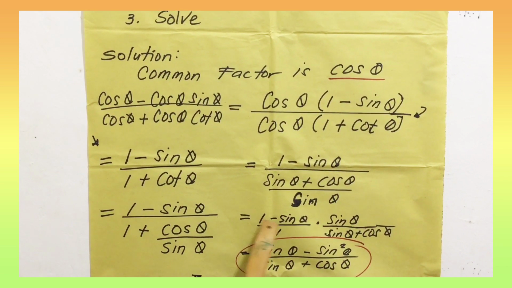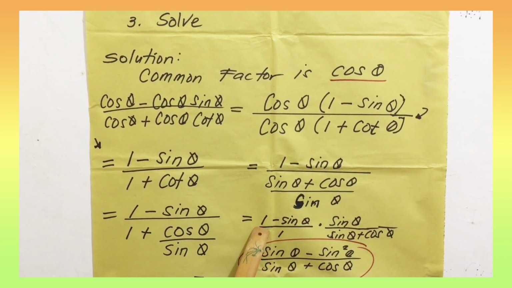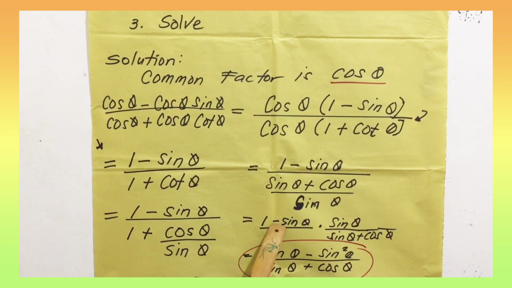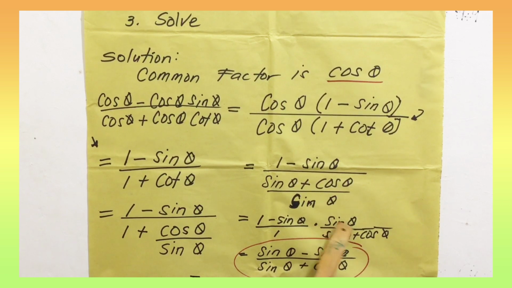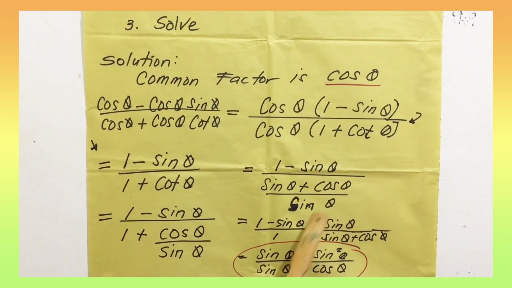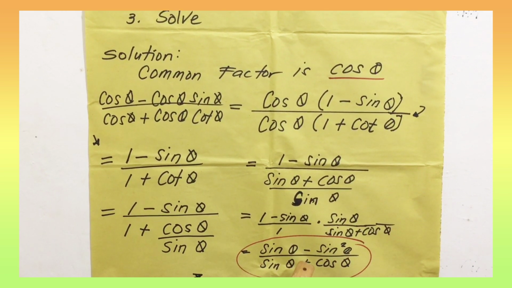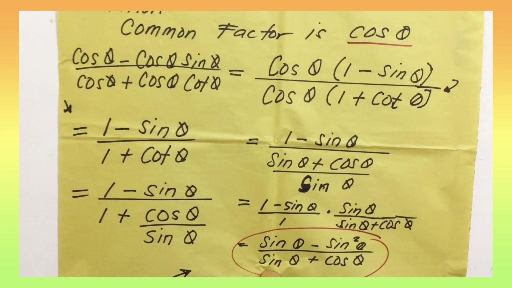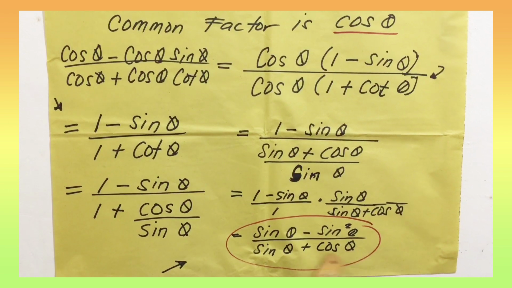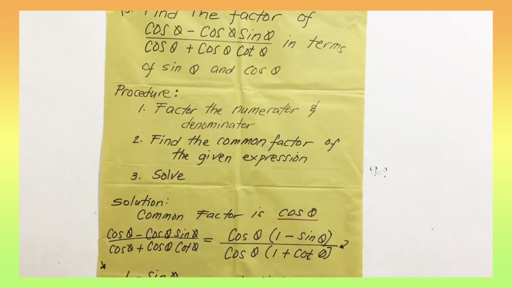Then we multiply horizontally. 1 minus sine theta times sine theta: 1 times sine theta equals sine theta. Then minus sine theta times sine theta, we add the exponents of every sine, so we have sine squared theta. Over, we also multiply 1 times sine theta equals sine theta, then 1 times cos theta equals cos theta. This will be our final answer. It is now in the form of sine theta and cos theta.